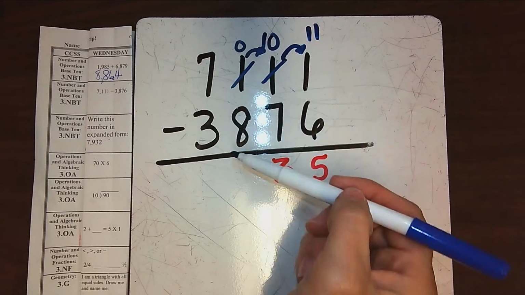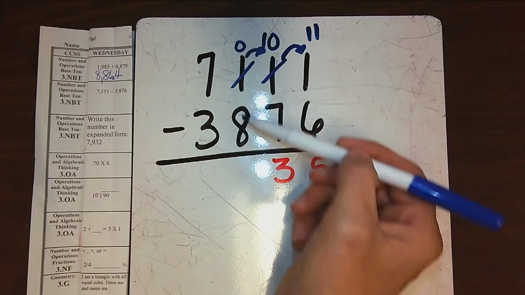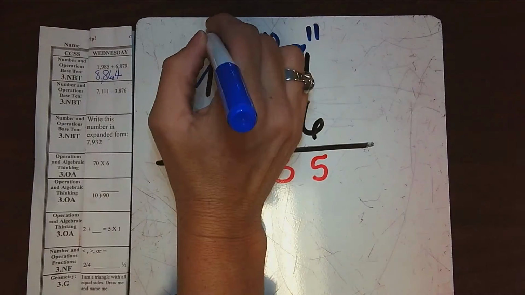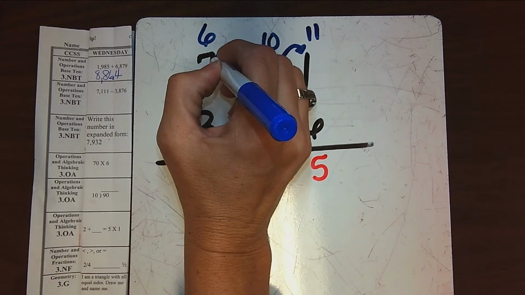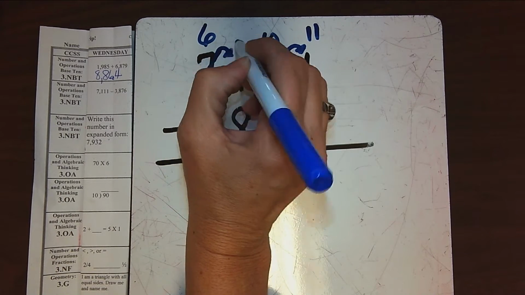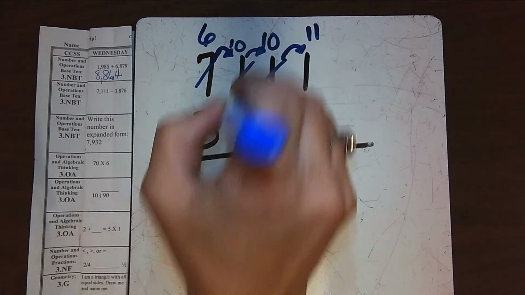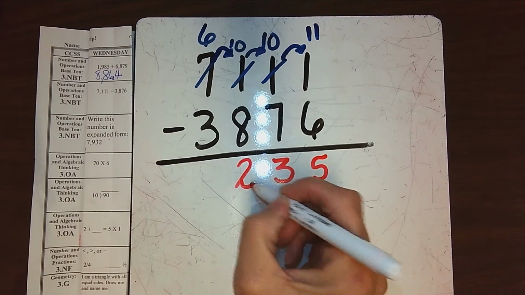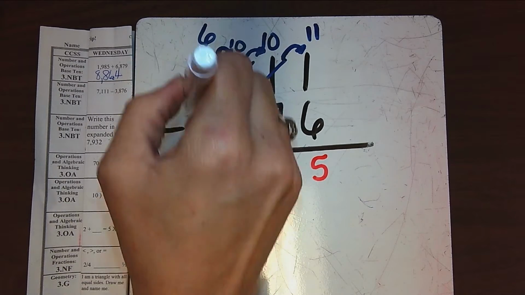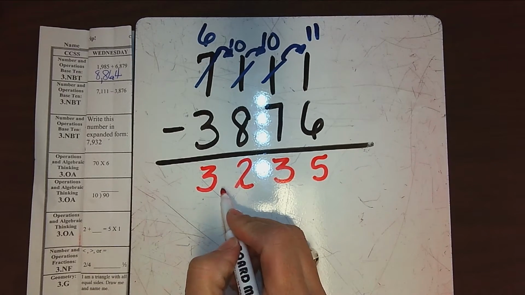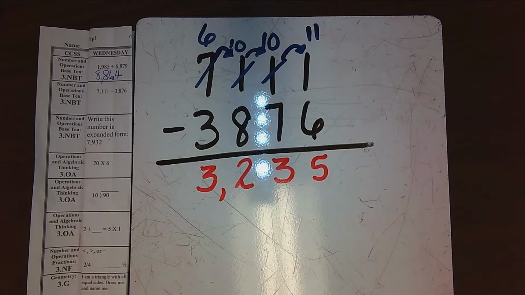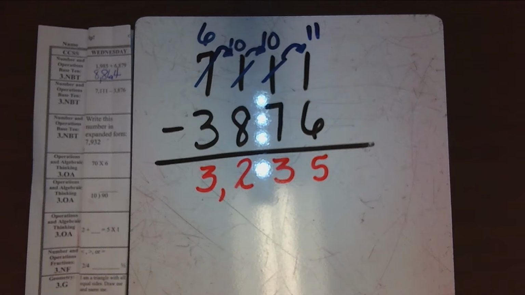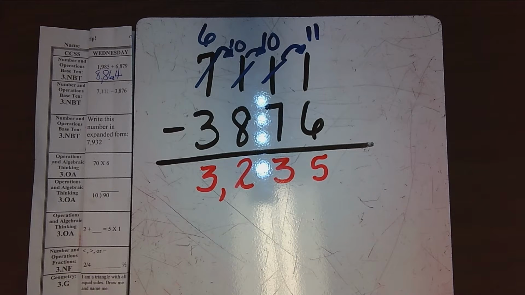I'm looking again at the numbers I have to subtract. I cannot take 8 away from nothing. Borrow from your thousands place. Regroup that group of 10 to your hundreds place. 10 minus 8 is 2. Now 6 minus 3 is 3. The difference is 3,235.